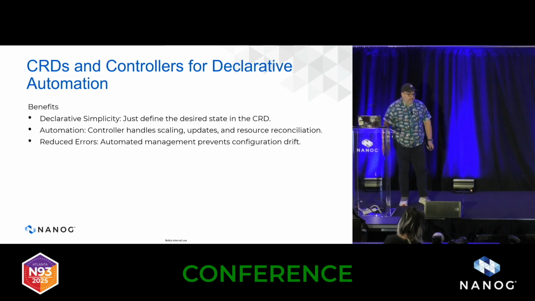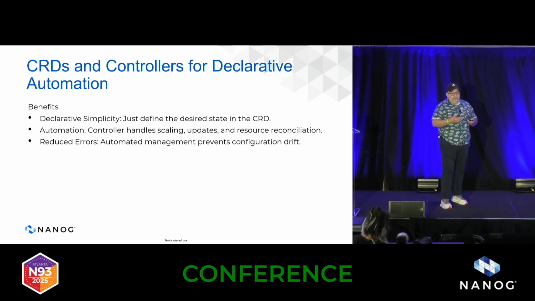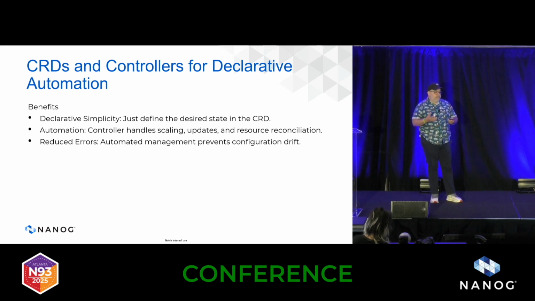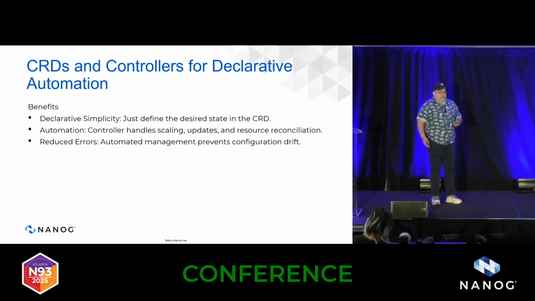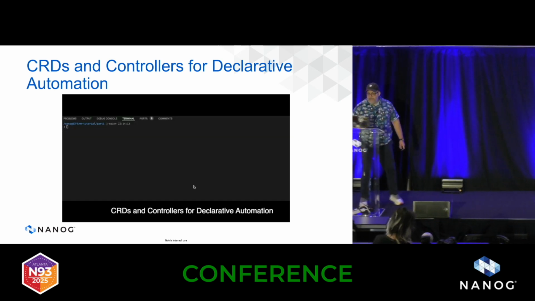Okay. So the benefit is that we're finally using a declarative and simple way. Just define the desired state in the CRD, and that's all. And the controller will handle the scaling, the updates, and the resource reconciliation if something goes off. So this will reduce errors because basically the only thing that you have to modify is your CRD in order to have different scaling or scenarios using the same CRD. Okay, let's go to the demo.